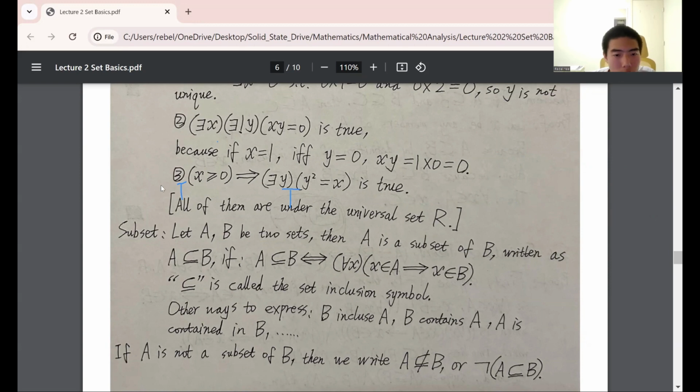All right, so the next topic, I'll talk about subset, which I already mentioned before. This symbol is a subset. Subset is easy to understand: it's just a set that is smaller than another set, but contains all of the elements inside the set. If you say A is a subset of B, then for all elements x, if x belongs to set A, then x belongs to set B. Other ways to say it: B includes A, B contains A, A is contained in B, and this symbol is called the inclusion symbol.